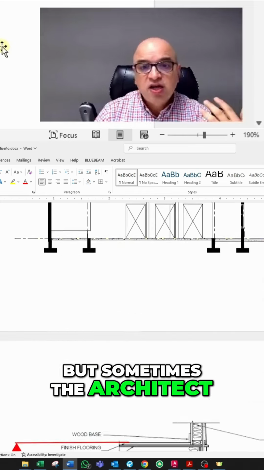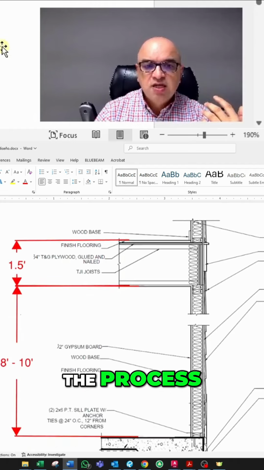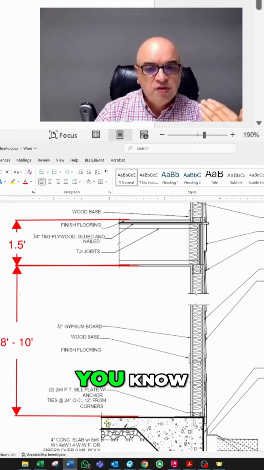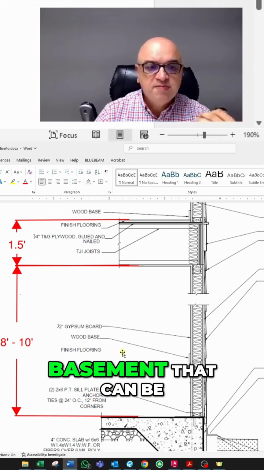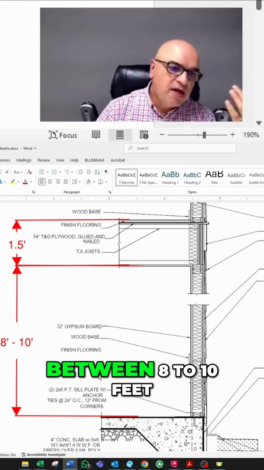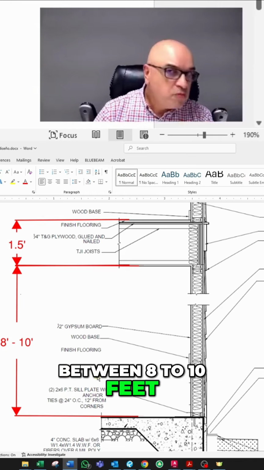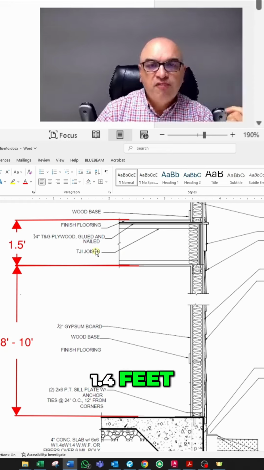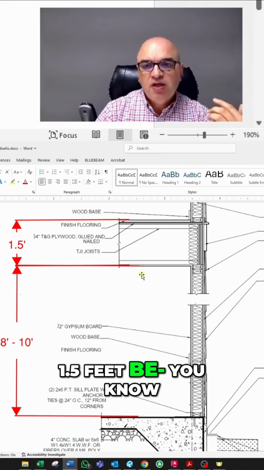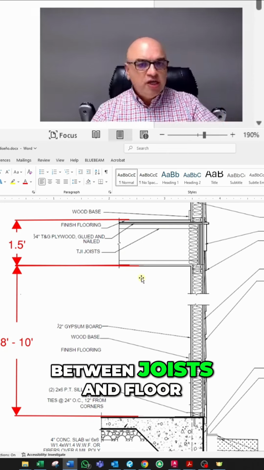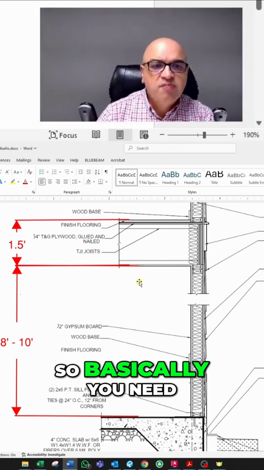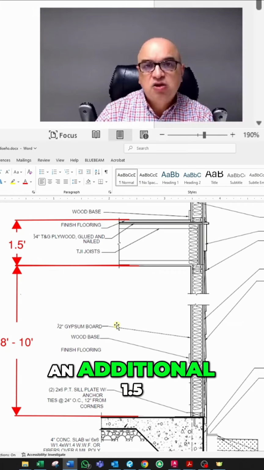But sometimes the architect is still early in the process. So basically what happens is, you need to assume a ceiling for the basement that can be between 8 to 10 feet. It can be 9. And then you need 1.4 feet, 1.5 feet, between joists and floor decking and all that kind of stuff. So basically you need an additional 1.5.